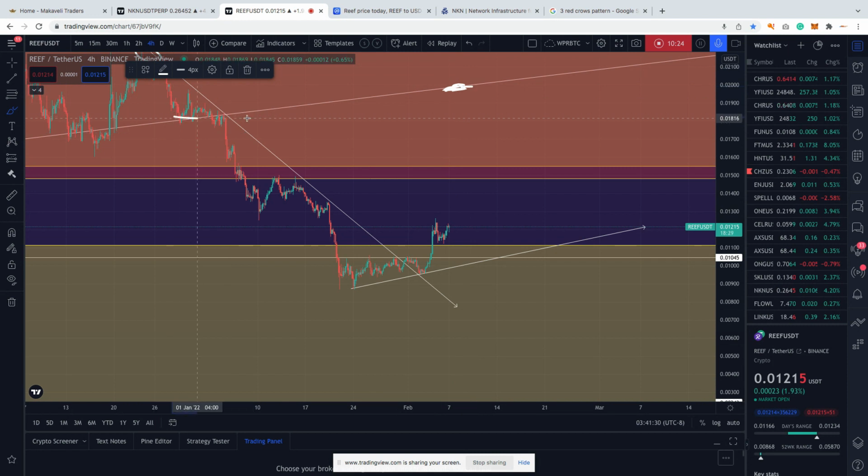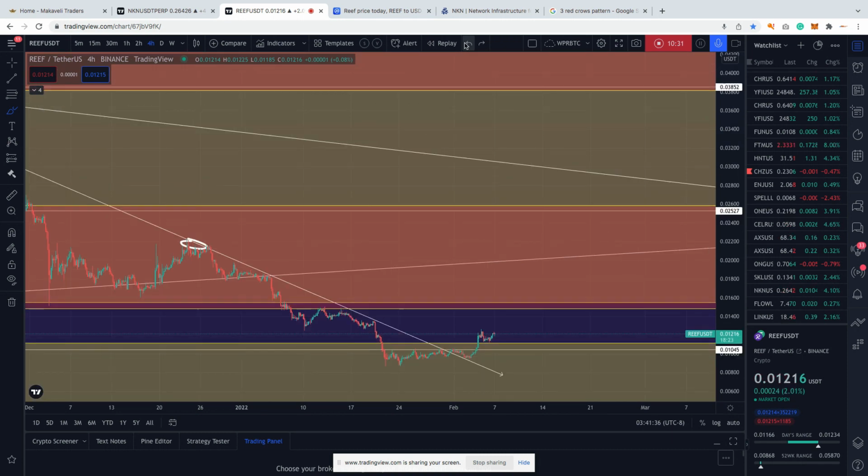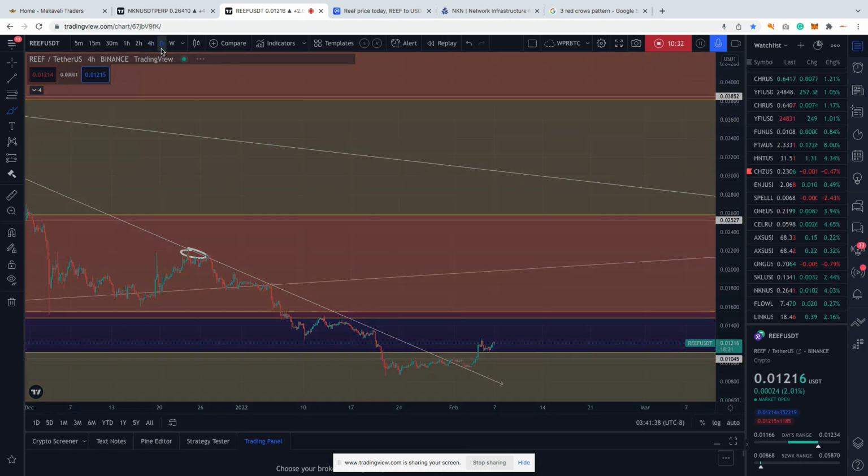They are trying to get to this point, this 0.018. That is where they are trying to get on the 4 hours. But let's now go straight, because this is a multi-time frame and I told you I'm diving deep. So let's take it all the way back to the daily chart.